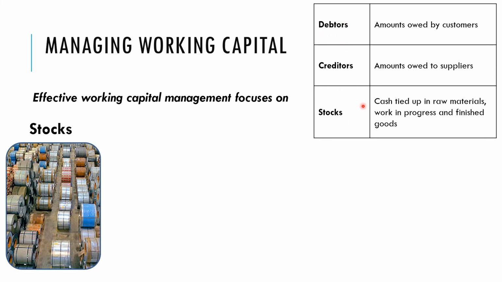So in terms of stock, it is really cash tied up in raw materials, work in progress, and finished goods. So the business needs to consider how much stock they should have at any given time. Too much and you've tied up all your cash, too few and you haven't got enough products to sell.